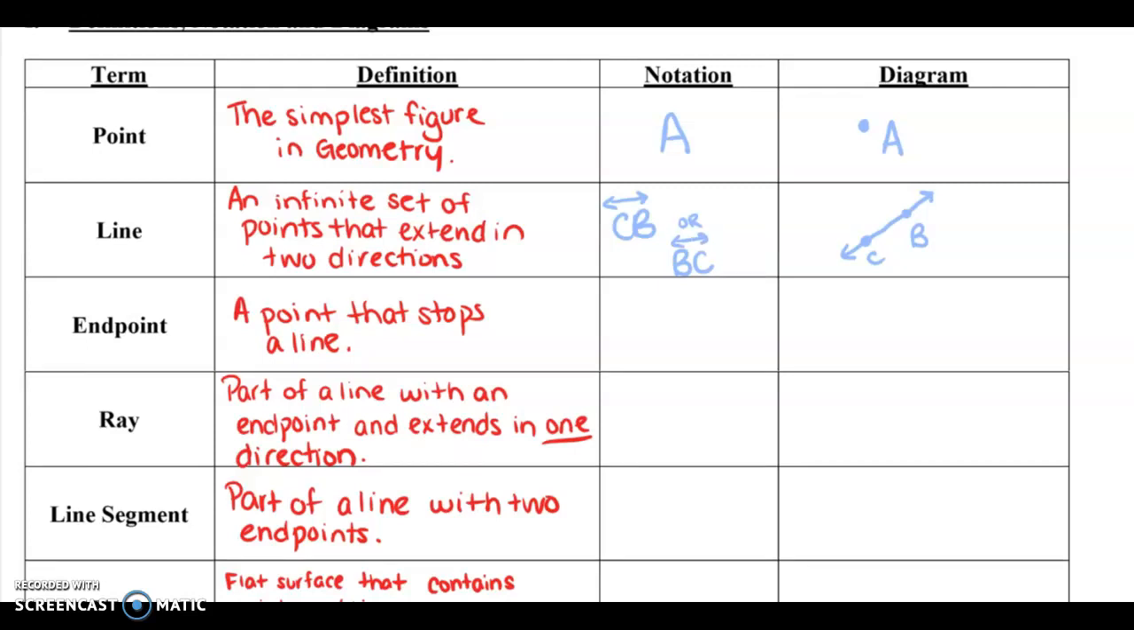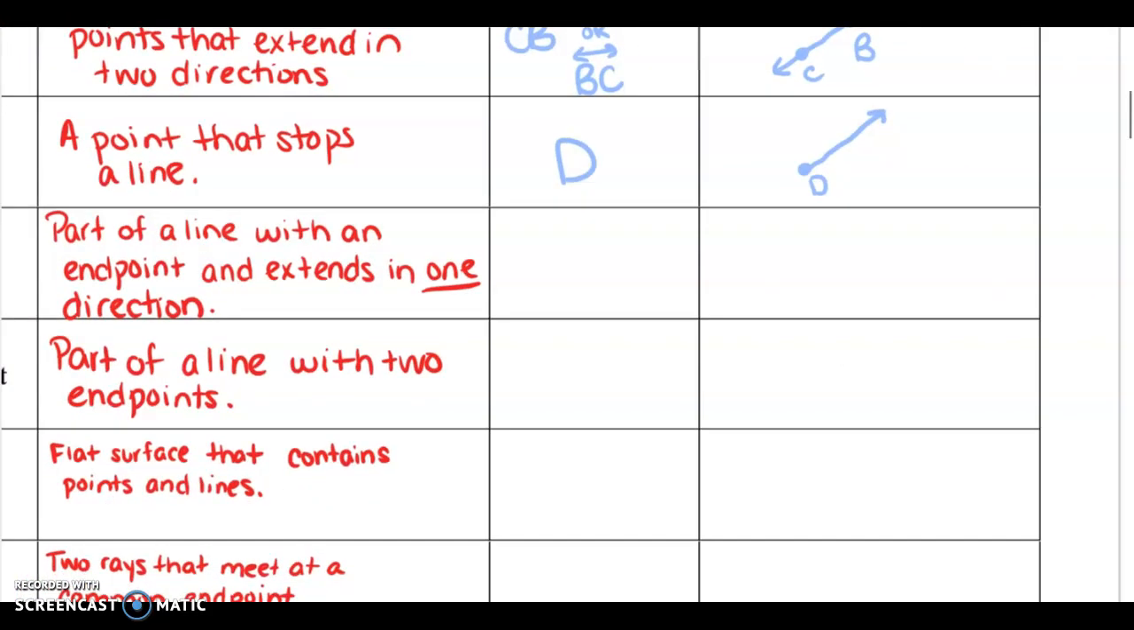An endpoint is a point that stops a line. Once again, it's a point that stops a line from going on. So we'll call it D, and you would label it as point D. A ray, I actually created a ray right there. I'll make it go in the opposite direction. It has one endpoint there. We'll call that D, and then it goes out and continues on in another direction. So we'll call that A.